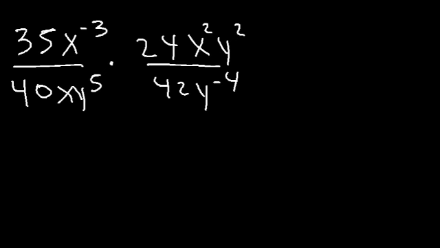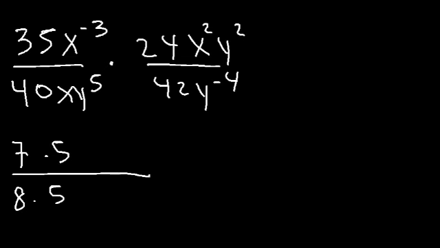Well, what you don't want to do is multiply across. If you multiply 35 and 24, you're going to get a large number. And if you multiply 40 and 42, you're going to get a bigger number. And then you have to reduce the fraction. It's a lot of work. Instead, we need to break down these numbers into smaller numbers. We can break down 35 into 7 and 5. And 40, we can make that 8 times 5.